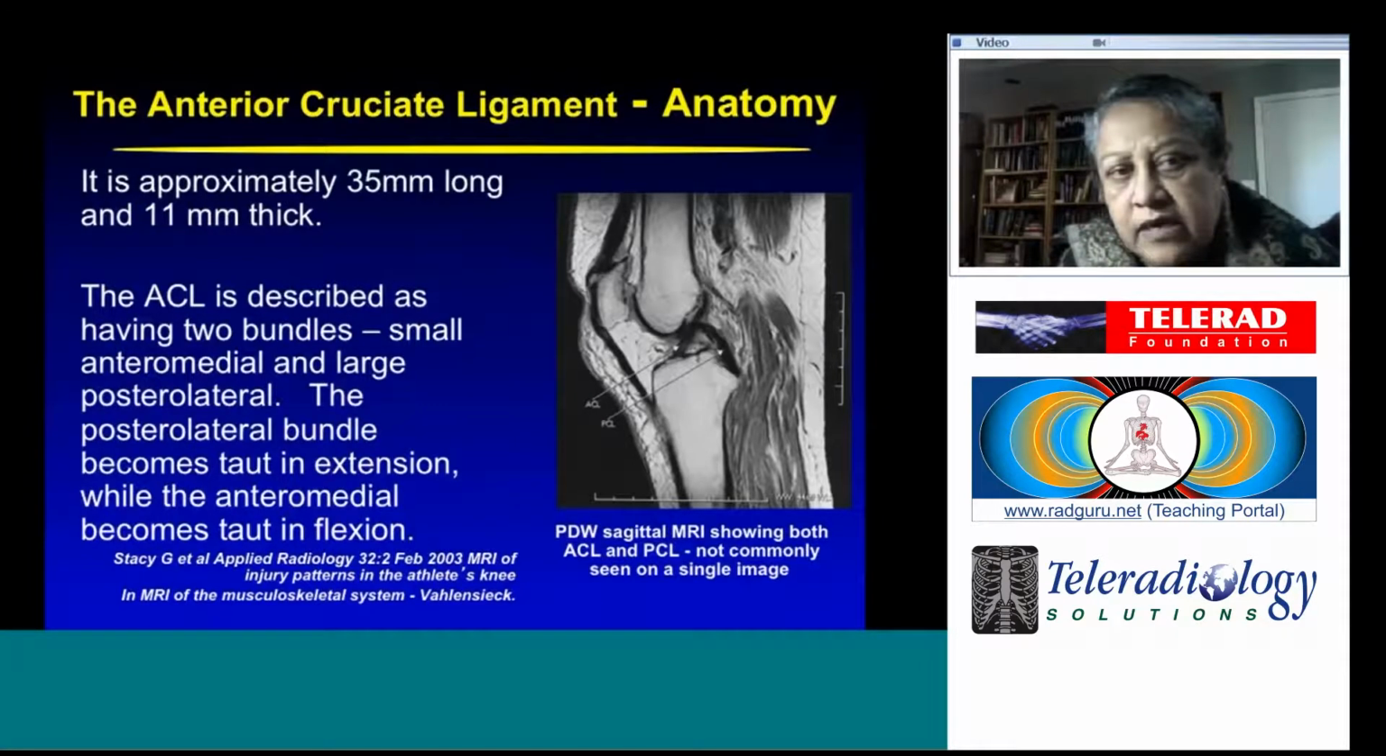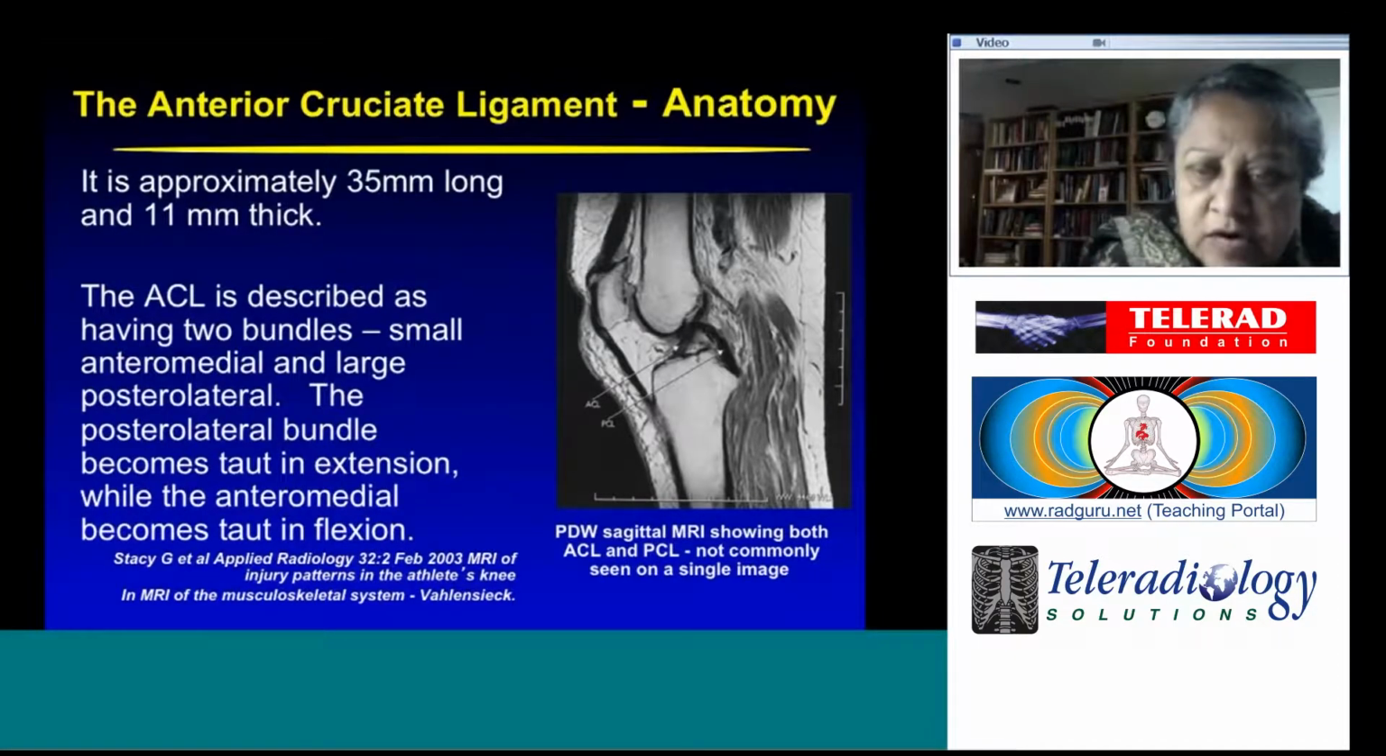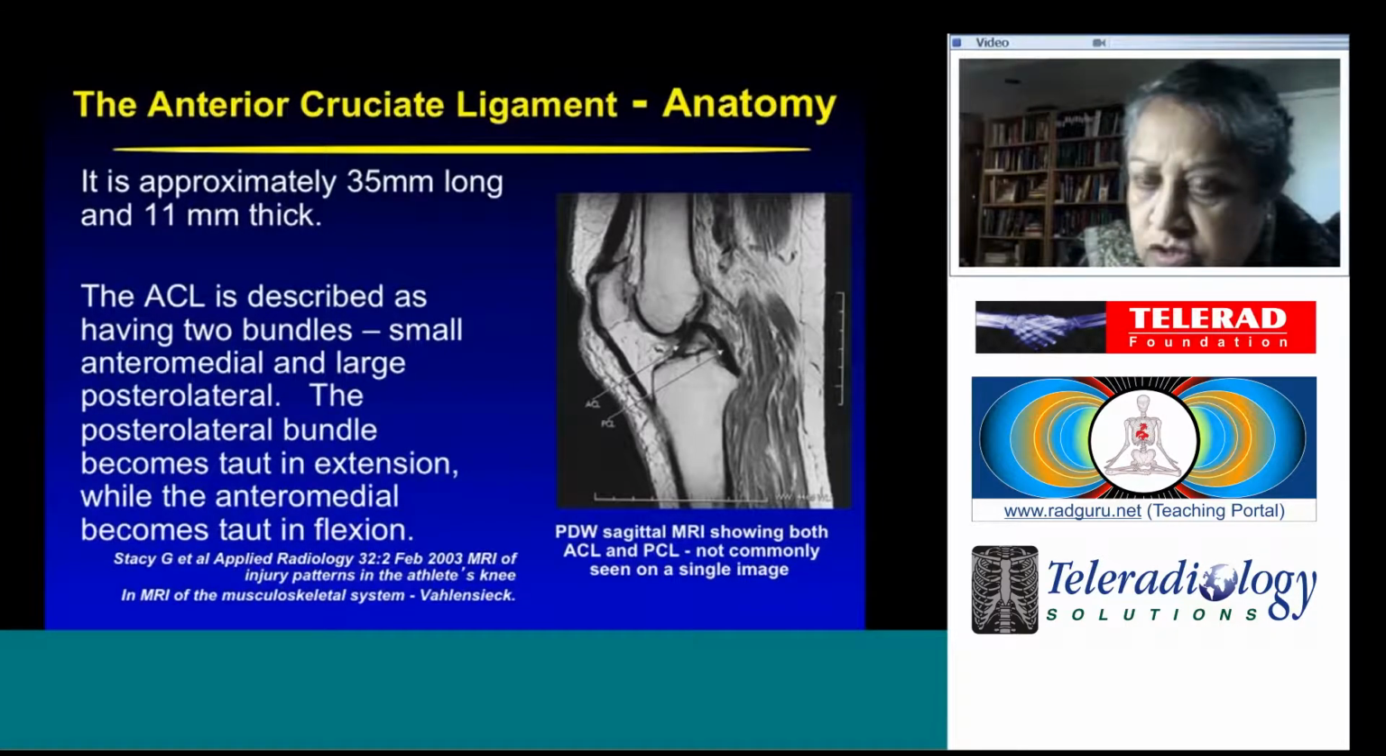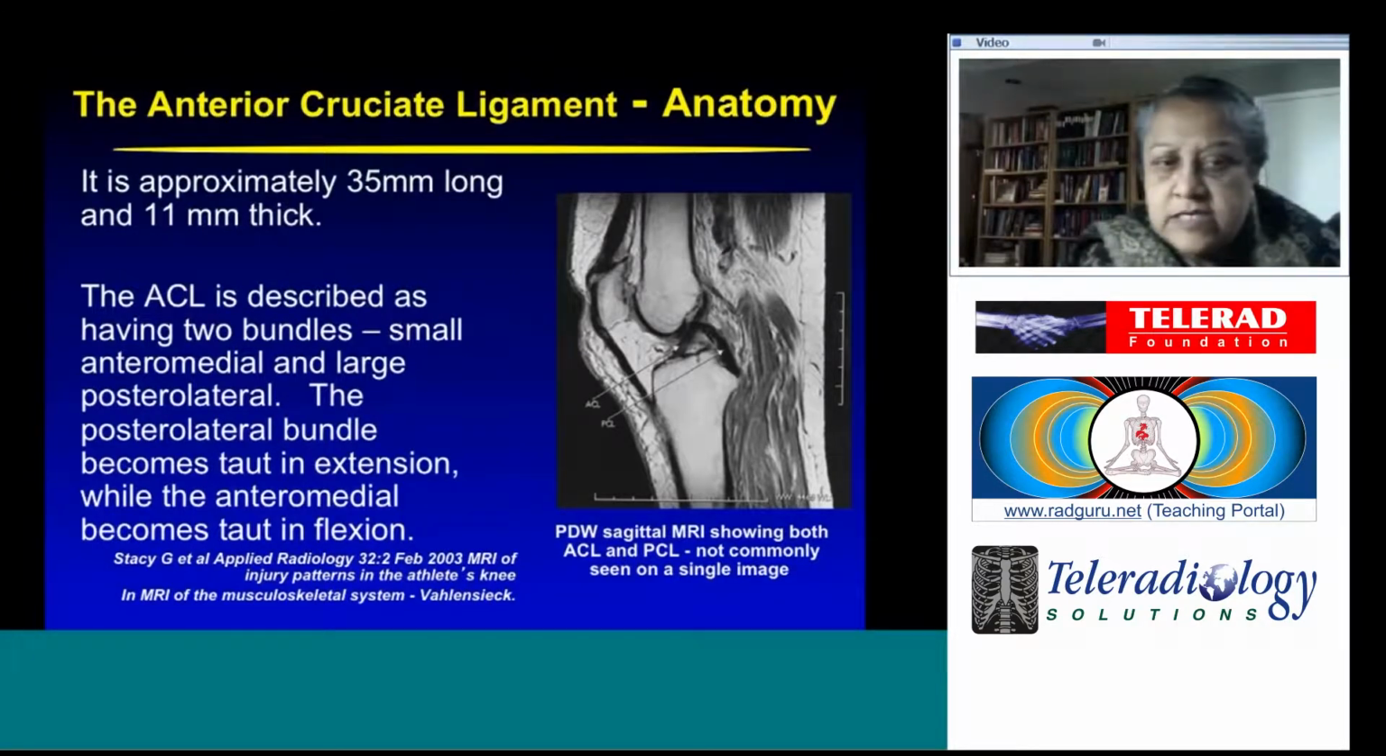Semantically speaking, ligaments don't have origins and insertions, they have attachments. And the attachments are important because of the transition from collagen fibrils to fibrocartilage and ultimately to the bone. These are so seamless that the bone to which the attachment occurs can actually be avulsed, and we have to look for this as well. Now the ACL is described as having two bundles, a small anterior medial and a large posterior lateral. The posterior lateral bundle becomes taut in extension, while the anterior medial bundle becomes taut in flexion.